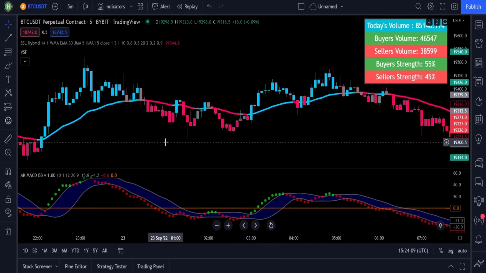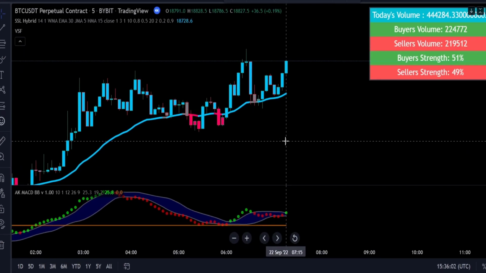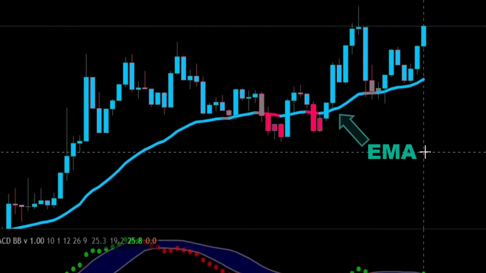Now we know how these indicators work, so let's proceed to the exact rules for entering buy and sell trades. So let's understand the conditions to go for a buy trade. So the price action should be above the EMA, like it is here.